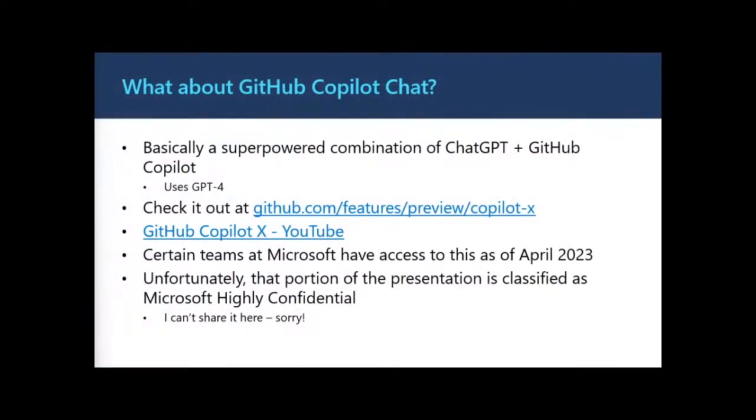What about GitHub Copilot Chat? So it's basically a superpowered combination of ChatGPT and GitHub Copilot that uses GPT-4. You can check it out at this link. I'm going to show you now a video of what exactly it does.